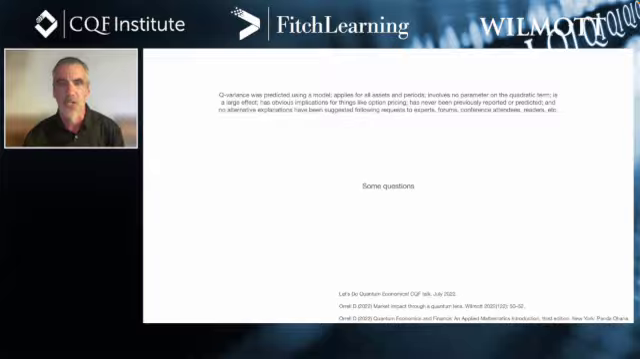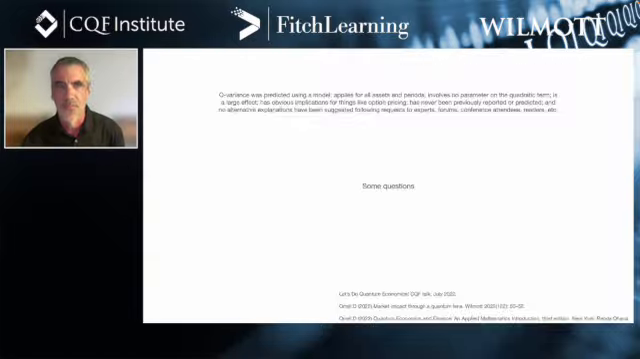Q-variance was predicted using a model. It applies for all assets and periods. It involves no parameter in the quadratic term. It's a large effect. It has obvious implications for things like option pricing. We'll get into that. It's never been previously reported or predicted, and no alternative explanations have been suggested following requests to experts, forums, conference attendees, readers, and so on.